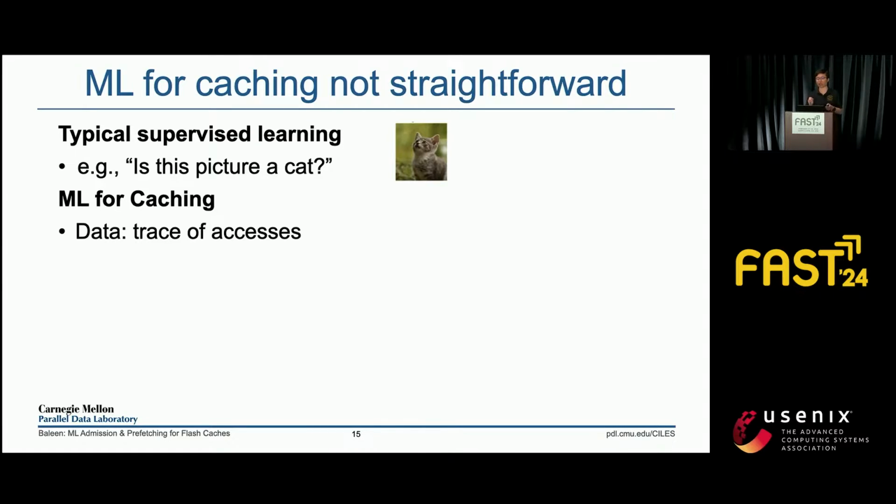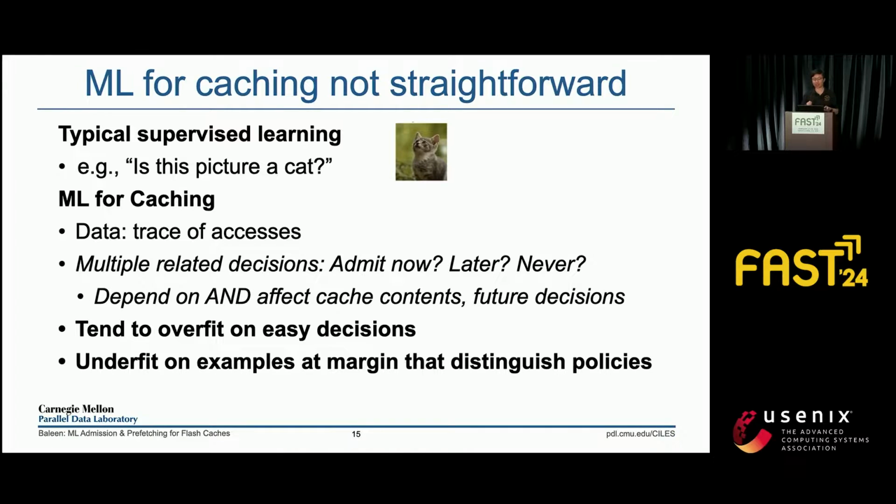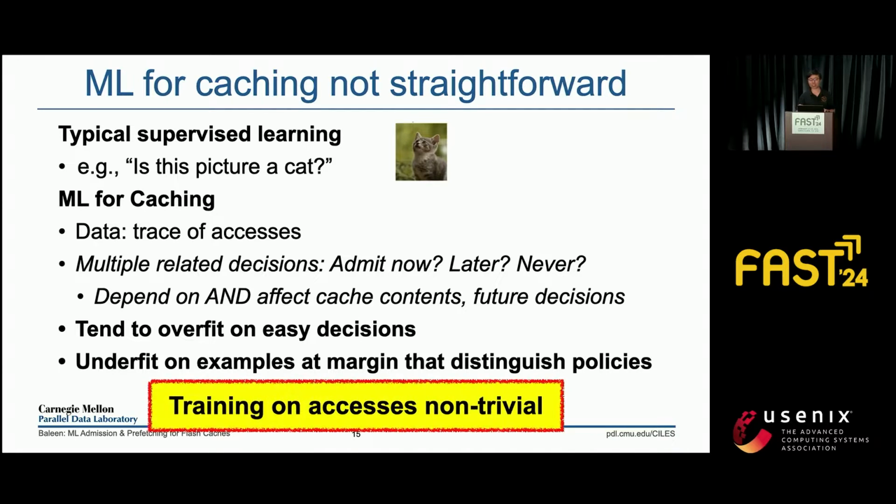So what does it look like for ML for caching? You have a trace of accesses, and you want labels for each access: do I admit it into the cache or not? But it's hard to reason about what you want to do because what you decide is going to affect the contents of your cache and your future decisions. And by just treating each access equally, it overfits on things that are actually easy to decide, and it underfits on the examples at the margin that actually distinguish good policies from the best policies. So the message here is that training on accesses is non-trivial.